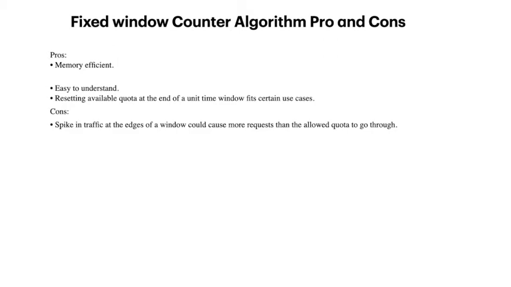So the fixed window counter algorithm has its own pros and cons. It is memory efficient, easy to understand, and resetting the available quota at the end of the unit time window fits certain use cases. Cons: a spike in traffic at the edge of the window would cause more requests than the allowed quota to go through. I will explain that with an image, so you will be able to understand what the issue is.